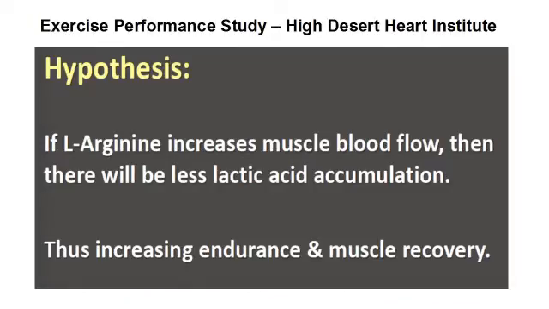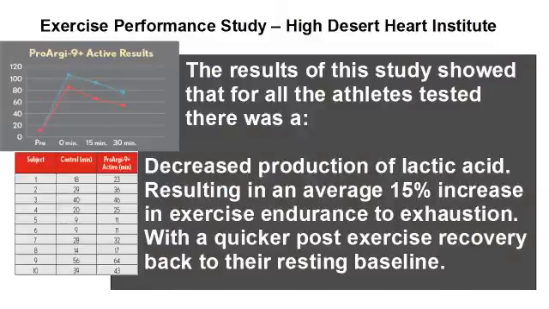This was the working hypothesis for an exercise performance study using the L-arginine pathway for the creation of nitric oxide. Their hypothesis was this: if L-arginine increases muscle blood flow, then there will be less lactic acid accumulation, thus increasing endurance and muscle recovery. The results of this study showed that for all the athletes tested, there was a decreased production of lactic acid, resulting in an average 15% increase in exercise endurance to exhaustion, with a quicker post-exercise recovery back to their resting baseline.